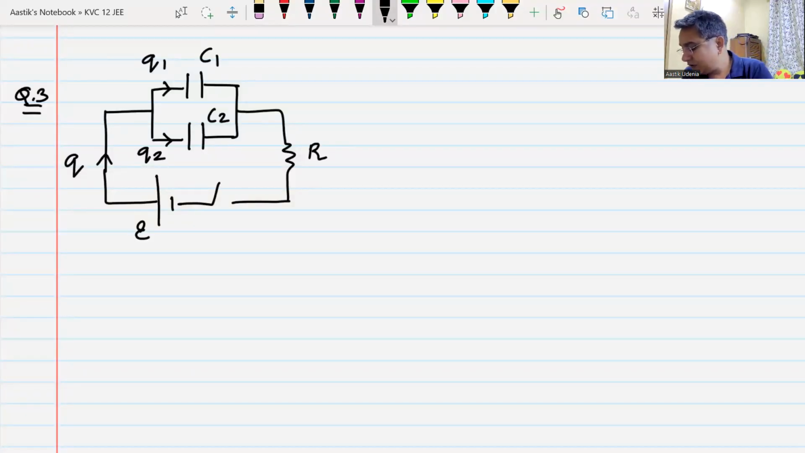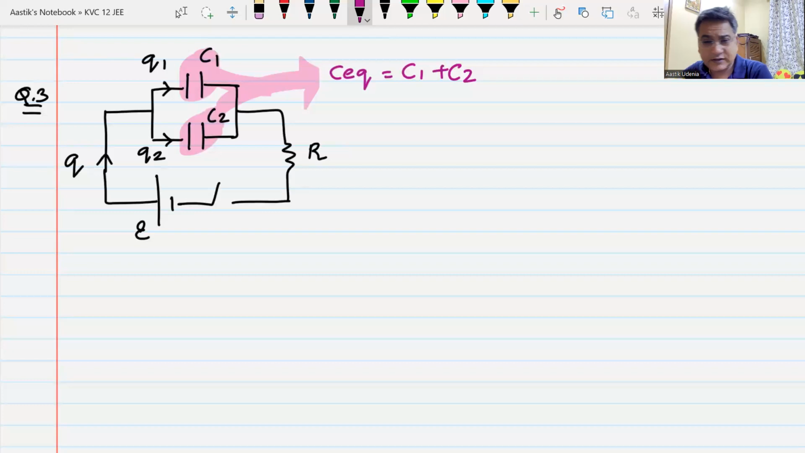So how are we supposed to do this? There are 1500 different ways of doing it. I will just use one of those ways. What I can do is take these two capacitors as one and find out the equivalent capacitance of this system. They are in parallel, so the equivalent capacitance simply becomes C1 plus C2. Your time has gone and you said that you can't do it. Now you see and check whether your answer is correct or not.